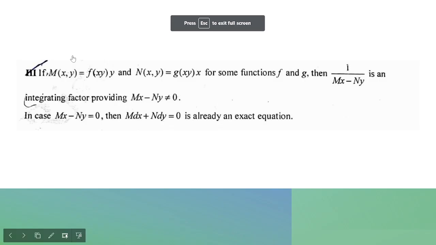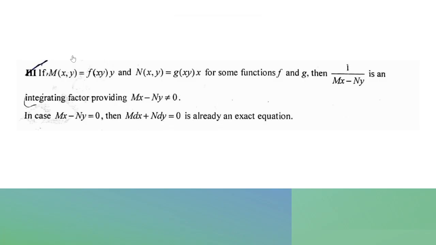We will do case second. If M(x,y) equal to f(xy) into y and N(x,y) equal to g(xy) into x, for some functions f and g, then 1 by (Mx minus Ny) is an integrating factor, provided Mx minus Ny is not equal to 0.